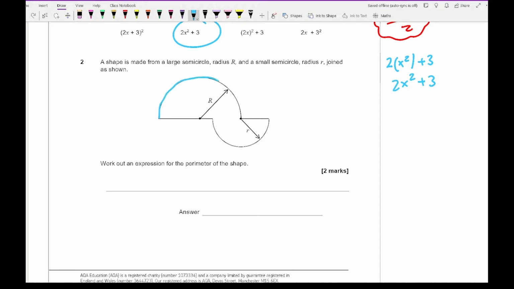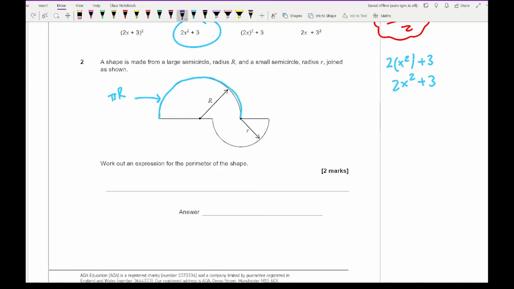Here I've got this blue section, which is half the circumference of the circle. So this is going to be 2 pi capital R over 2, which is just pi R. So I can replace this with just pi capital R, and I'm just going to rub this out.